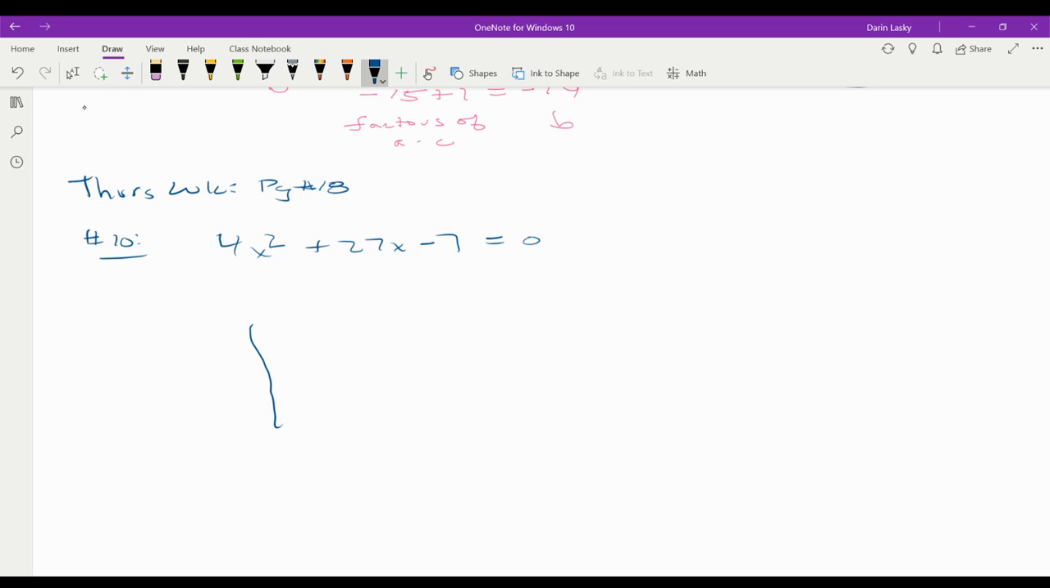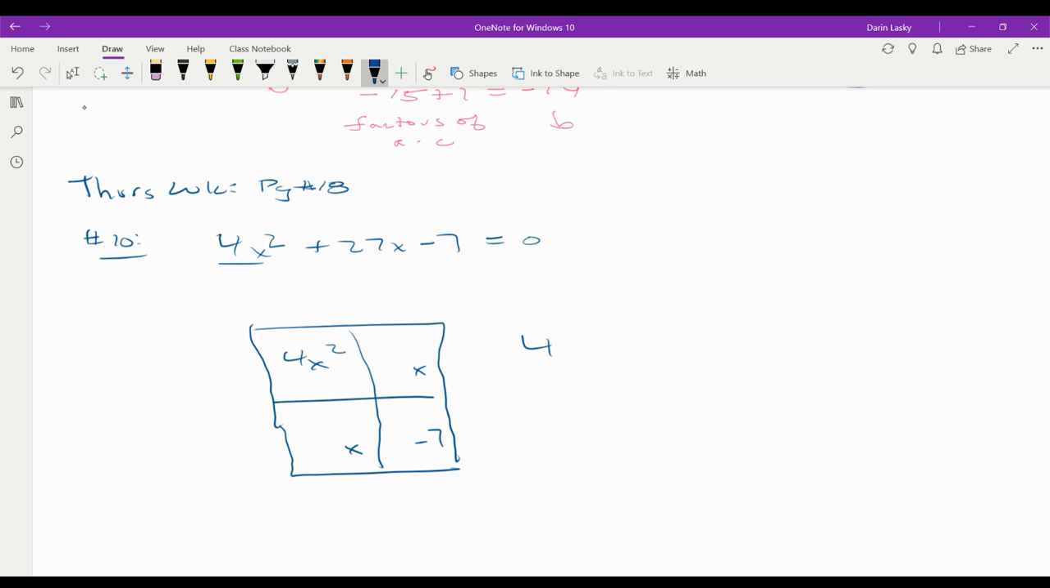All right, guys, let's do this. Oh man, I lost my ability to draw a box already. So let's just take this and work here. We need to take our A and our C. I'm going to put my A right here, 4x squared. I'm going to take each one of these x's and put them here. I'm going to take my negative 7 and put it here. Then I'm going to say, okay, 4 times negative 7 equals negative 28. What multiplies to make negative 28 but adds to make my positive 27?